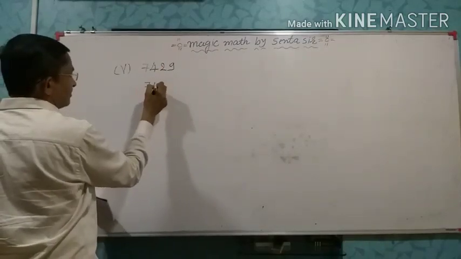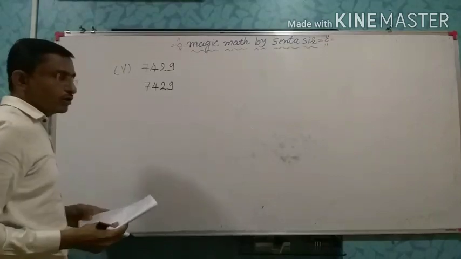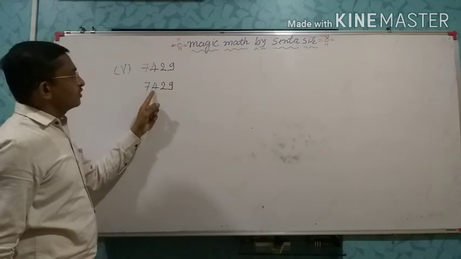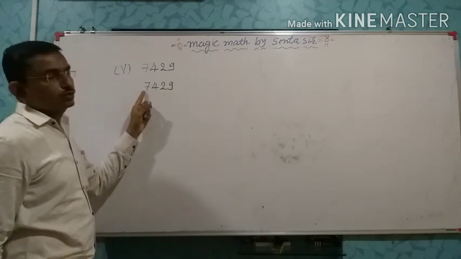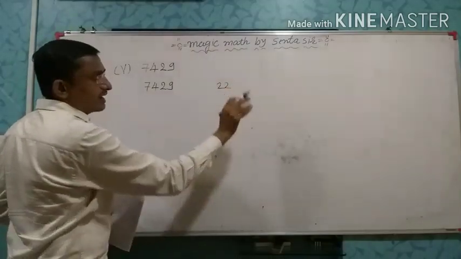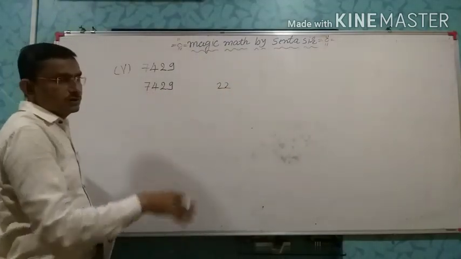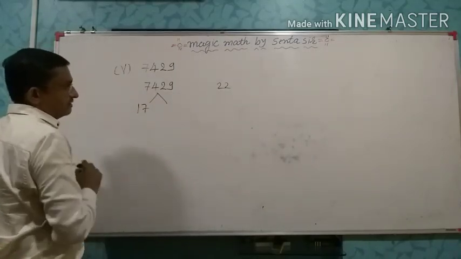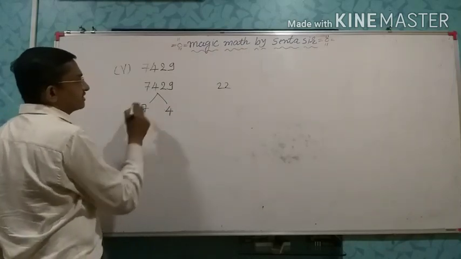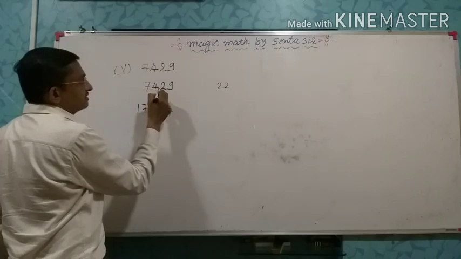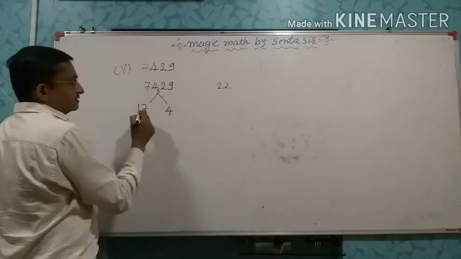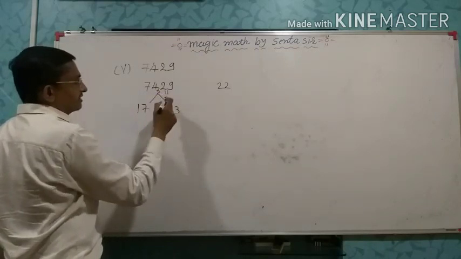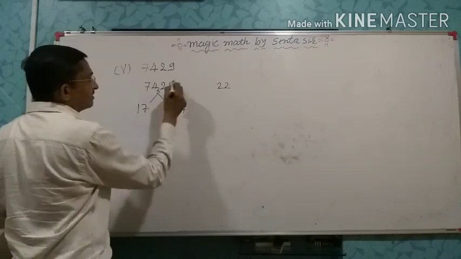Example 5, 7429. 7429 is an odd number, therefore it is not divisible by 2. 9 plus 2, 11, plus 4, 15, plus 7, 22. 22 is not divisible by 3, therefore this number is not divisible by 3. Friends, this number is divisible by 17. 17 fours are 68. 74 minus 68 is 6. 17 threes are 51. 62 minus 51 is 11. 17 sevens are 119.